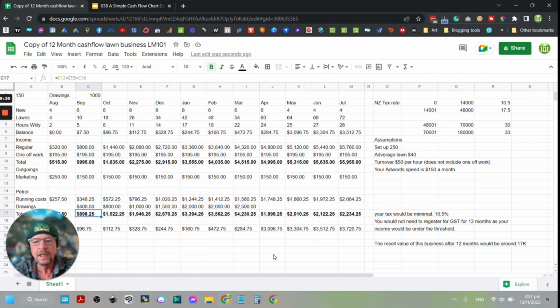So that's basically everything I have to say about how to do a cash flow. I hope that helps. This is just one way that you can use to figure out how much to pay yourself, what months you're making money, and basically whether your business is profitable or not.